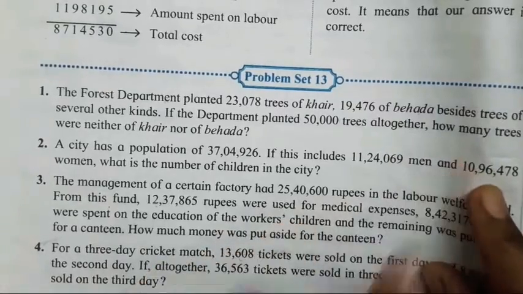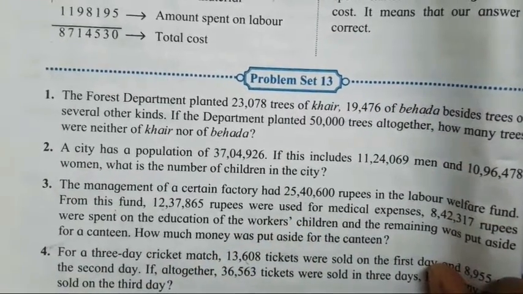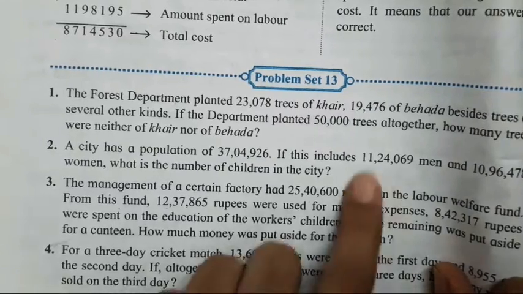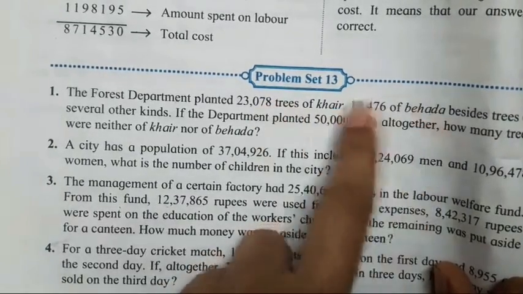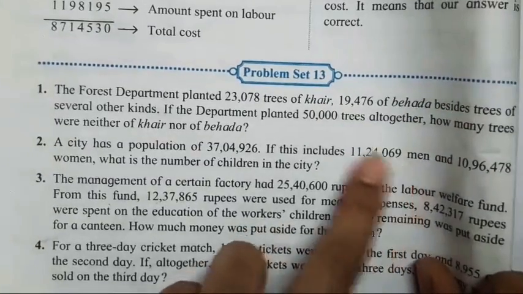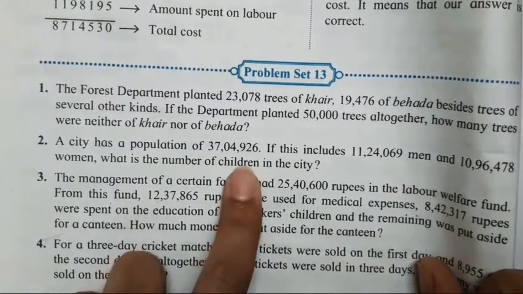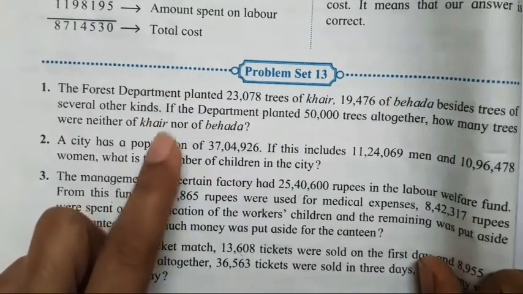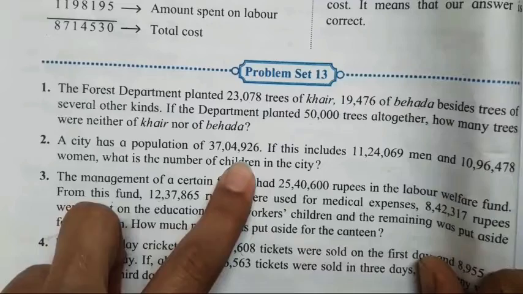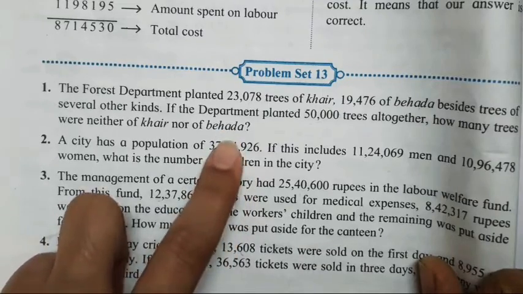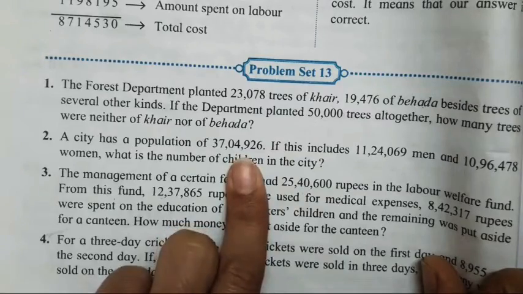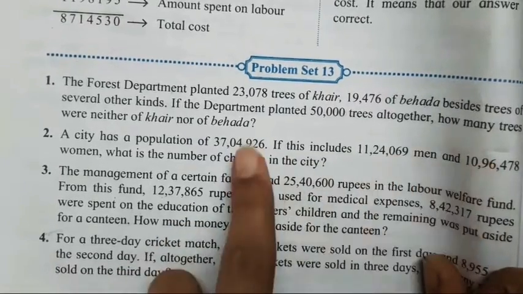Now men and women are being given. As I said in the very first beginning of this video, that two options will be given. Over here trees were being given, the names of the trees were Khair and Bihada. Over here men and women have been given and we have to find the children. Over here tree names were given, we have to find the other trees which were planted. Now over here we have to find the number of children. Total has been given, two options have been given and we have to find the number of children. So what you all have to do? Add and subtract with the total number.